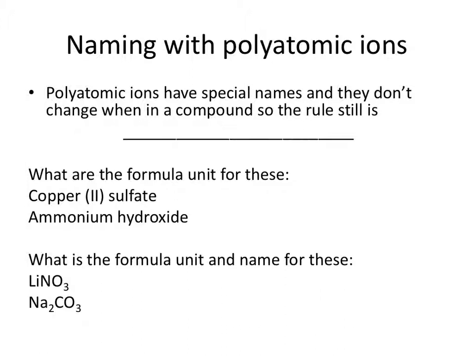All right, so when we name with polyatomic ions, we want to remember that they have special names, but this doesn't change the rule for how we name ionic compounds. We're still going to say the cation name, and then the anion name.